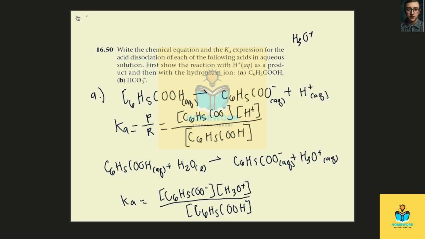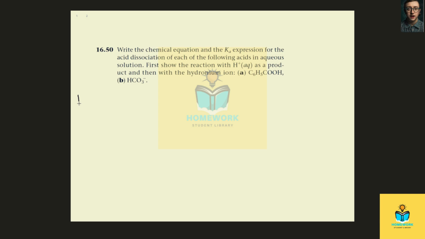Now, time to answer part B. So this time we are given a different acid. This time we have HCO3 minus, and we're going to write it just how we did the first one, where it just dissociates into an H plus aqueous and the CO3 minus. We know that this is happening because it's an acid, and for an acid, we need to be able to donate that proton, and so we have an H plus, and then the CO3 minus is our equation, and then from there we can write our Ka.